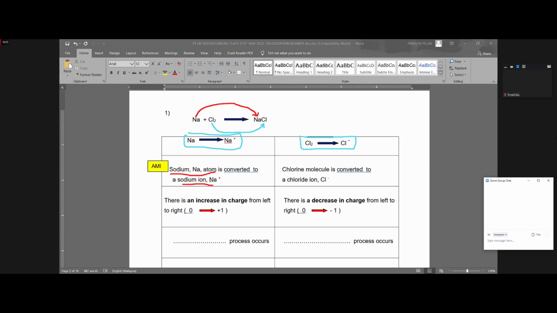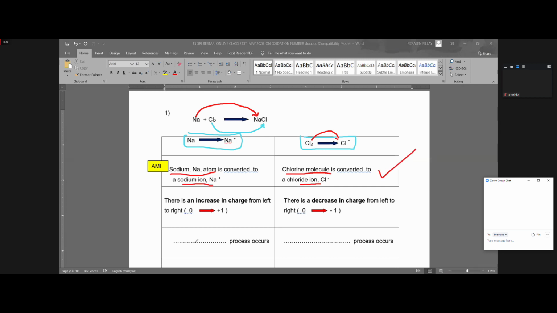Here, chlorine is Cl2, so it is a chlorine molecule. It is converted to Cl-, the chloride ion. So you are using the particles now. For this redox explanation, you must use particles. So this is settled, and this is also settled.